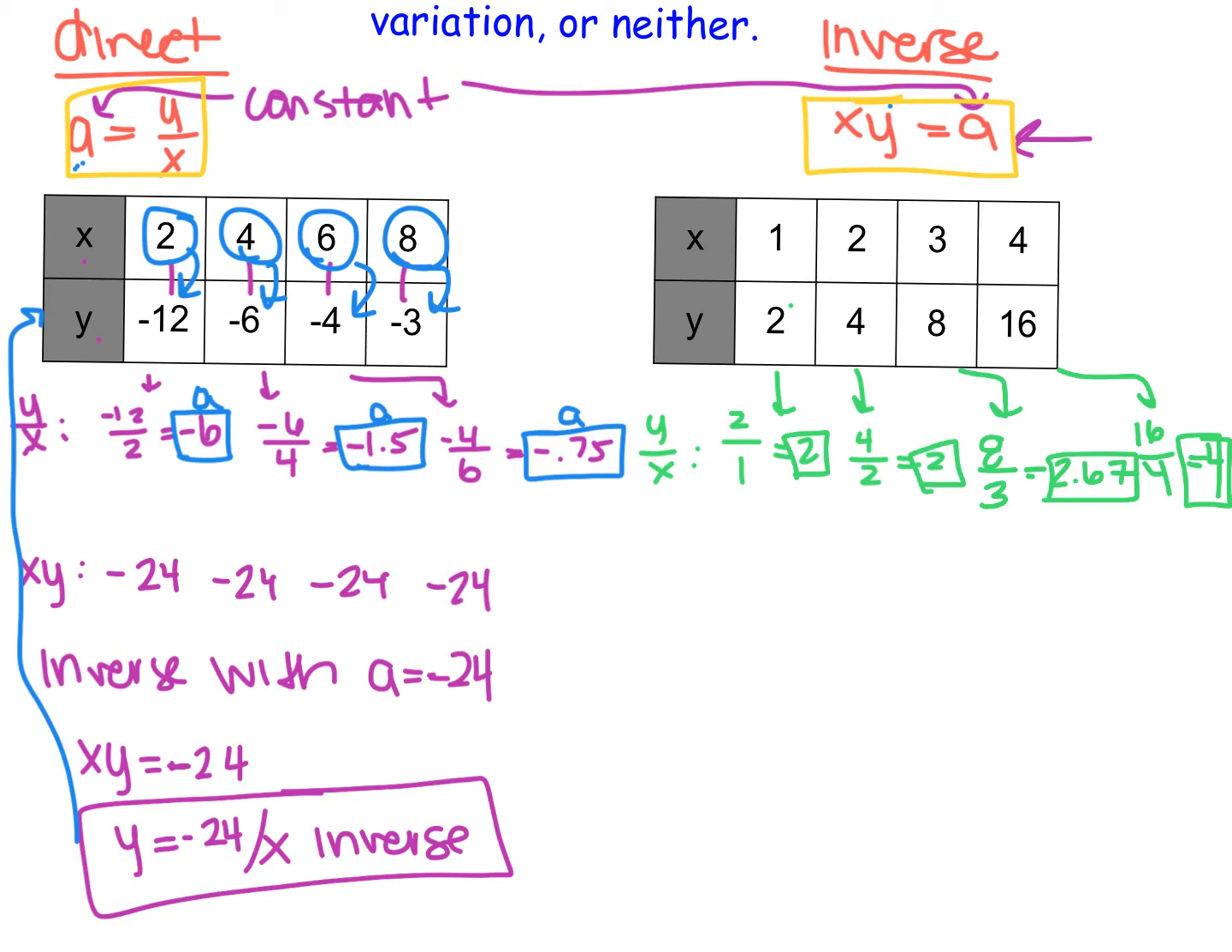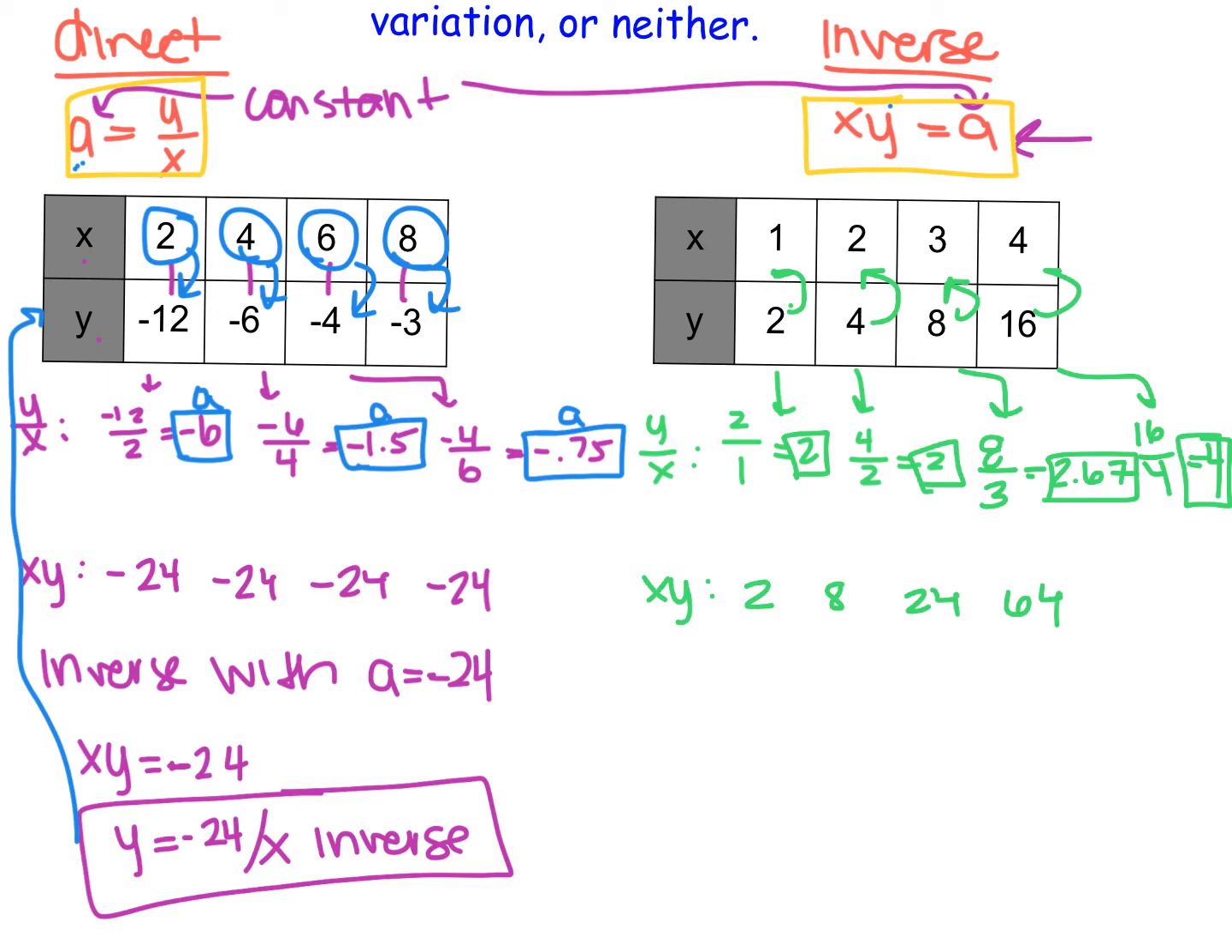So if we flip that around and do x times y. Okay, the first one we have 2 times 1, so it would be 2. 4 times 2, which would be 8. 8 times 3, which would be 24. And 16 times 4, which would be 64.